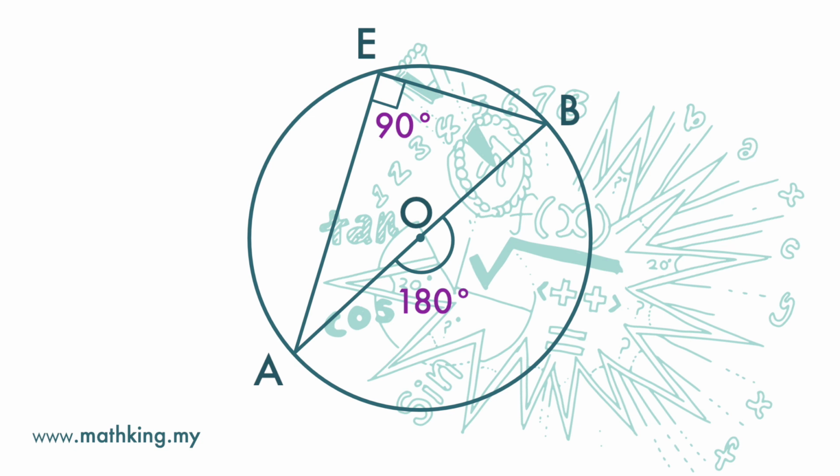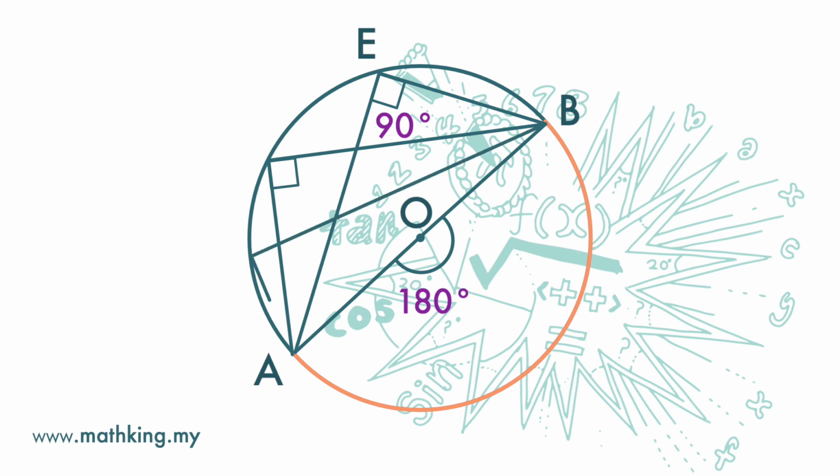And since we have learned that angles subtended by the same arc are equal, this angle and this angle, even this angle, are all equal. They are all 90 degrees. The rule is pretty simple. Now let's look at a few questions.